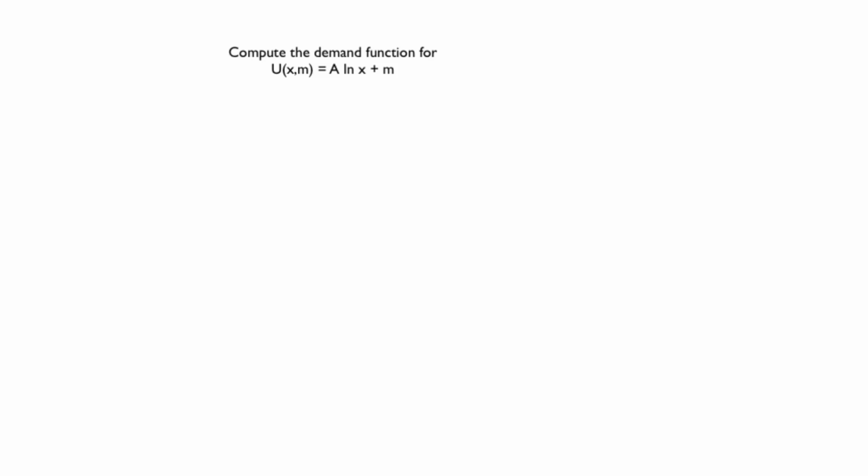Let's put these ideas to practice. Let's see how to compute the demand function for a specific experience utility curve, which is given by A times the natural logarithm of X plus the amount of the composite good that you consume.